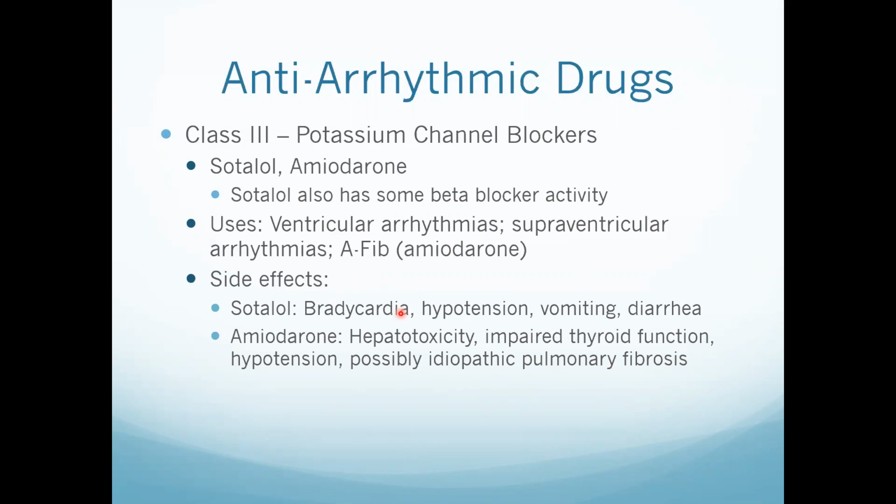Then our class 3 drugs are potassium channel blockers, primarily sotalol and amiodarone. Sotalol does have some beta blocker activity at higher doses. So it can trick people out because it sounds a lot like the beta blockers, but its beta blocker activity is only at quite high doses. Primarily, we use these for ventricular arrhythmias. Occasionally, they can be used for supraventricular arrhythmias, particularly amiodarone. And amiodarone is quite good for atrial fibrillation.